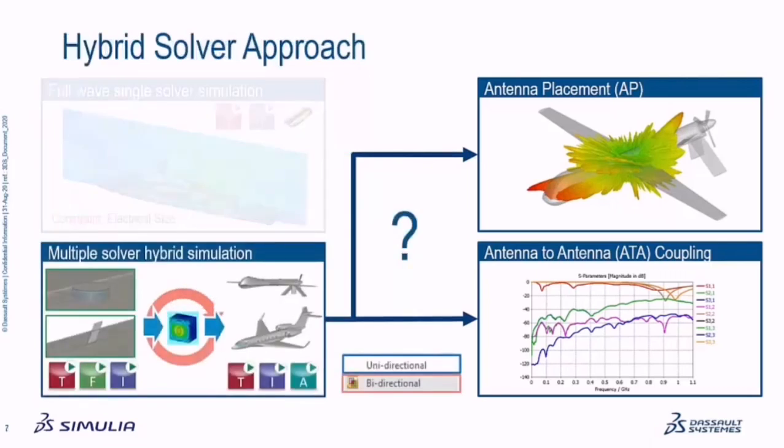And for the hybrid solver approach, the question is, what do we want to calculate? For the placement question, it is often sufficient to go with a unidirectional approach, so we calculate just the field of the antenna and place it then on the platform without any backscattering that is considered from the platform. Or we can go with the bidirectional approach. There we can iterate between the source and the platform project, which will at the end show us the coupling as an S-parameter matrix.